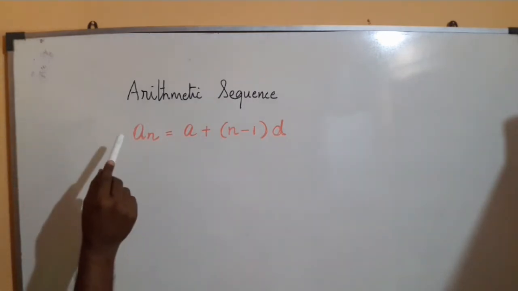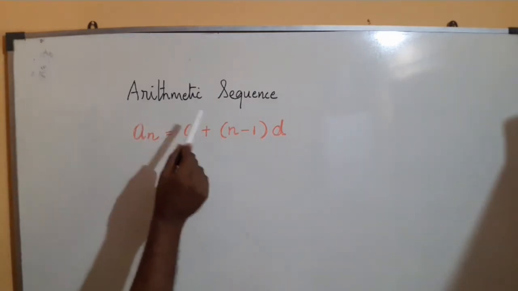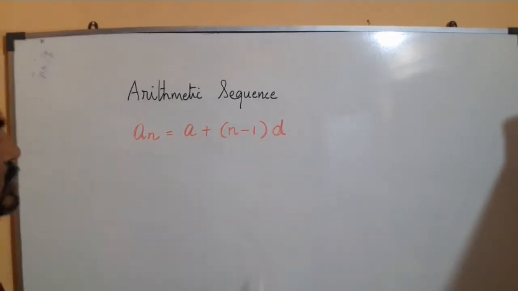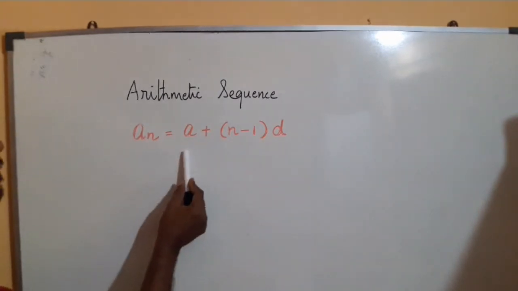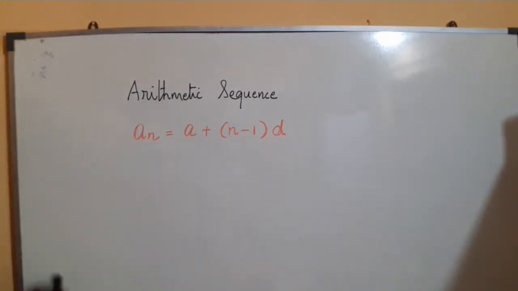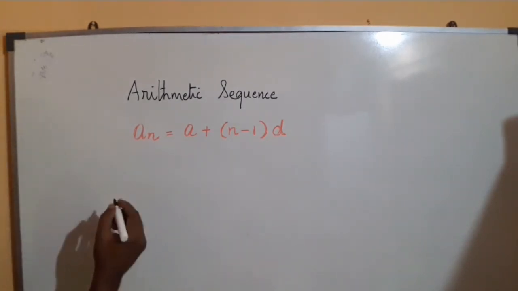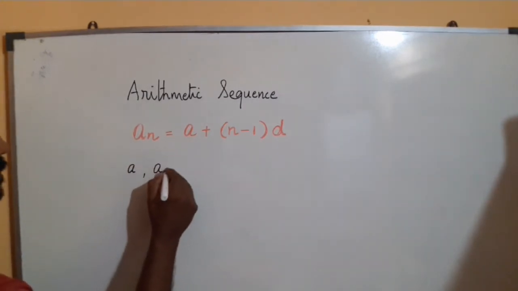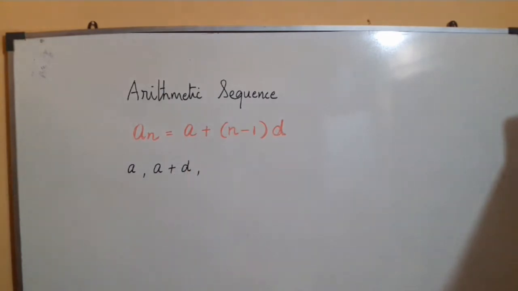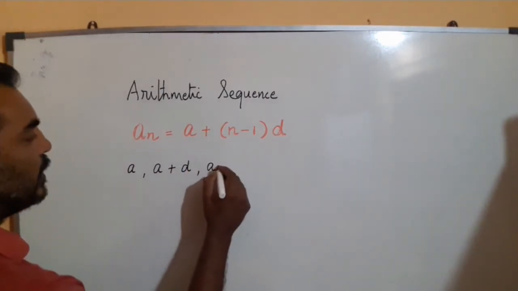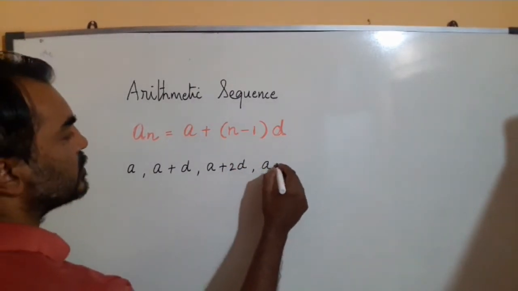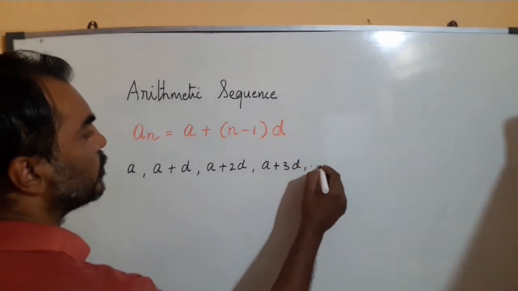And then we derived the formula for the nth term of an arithmetic sequence, given by an equals a plus (n minus 1)d. So, in an arithmetic sequence, we denote a as the first term and d as the common difference. If we want to write down the sequence, the first term is a, the second term is a plus d, adding the common difference, the third term will be a plus 2d, the fourth term is given by a plus 3d, and so on.